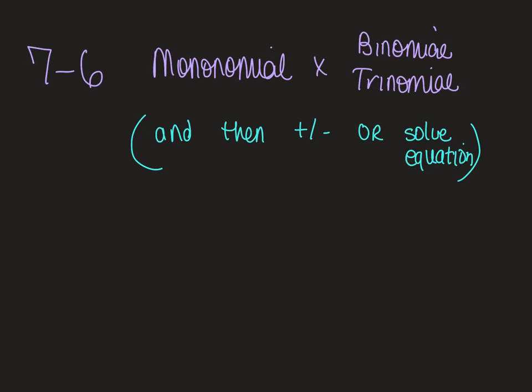Today's video is Chapter 7, Lesson 6. We are going to do a whole bunch of stuff that you already know how to do. Woohoo! And we're just putting it all together in one lesson. So we're going to take a monomial times a binomial or a trinomial, and then we might add or subtract, which we already know how to do, and then we might solve an equation, which we already know how to do.